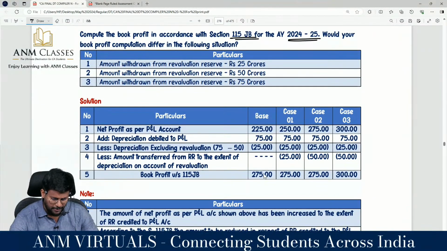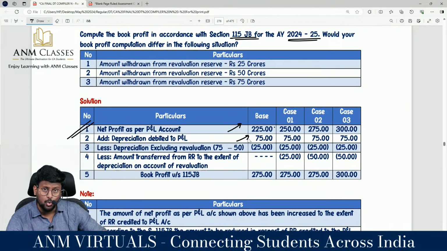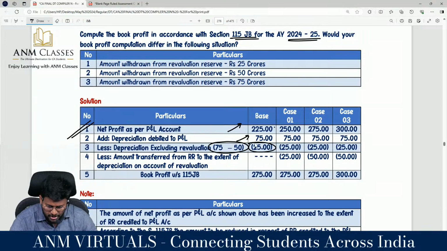So I am calculating in the base. Net profit is 225 crores. This is the net profit after depreciation. Add depreciation debited to P&L, total depreciation including the depreciation on account of revaluation. Less depreciation excluding revaluation, that is the normal depreciation, 25.